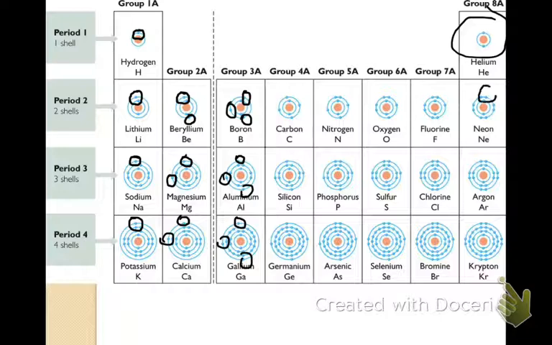So if we look here, neon has 8 valence electrons. That's the maximum number of electrons in that second energy level. In argon, here we have 8 as well, and same thing with krypton. We have 8 valence electrons.